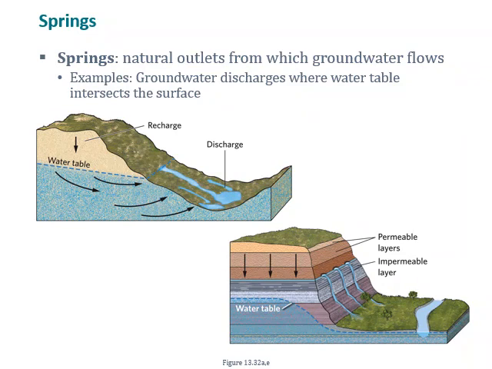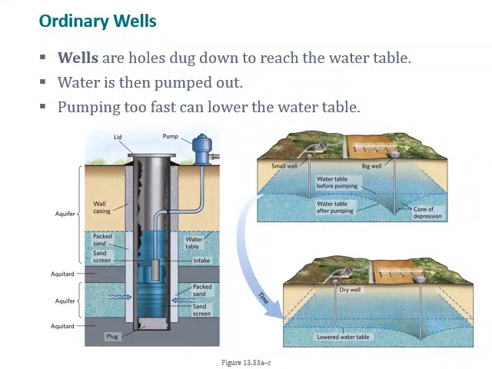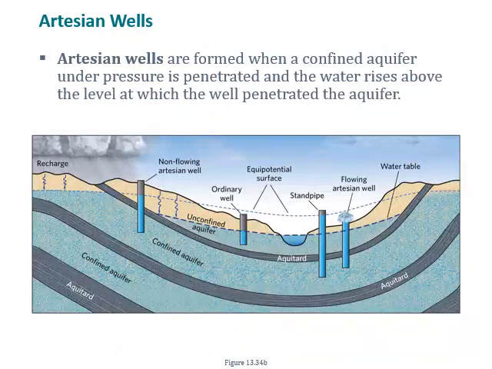Wells are holes dug down into the earth to reach the water table, from which water is then pumped out. Pumping too fast from aquifers can lower the water table significantly. So in the figures below, we have a well and some wells that are pumping different volumes of water based on their different needs. Artesian wells form when a confined aquifer under pressure is penetrated and the water rises above the level at which the well penetrated the aquifer.